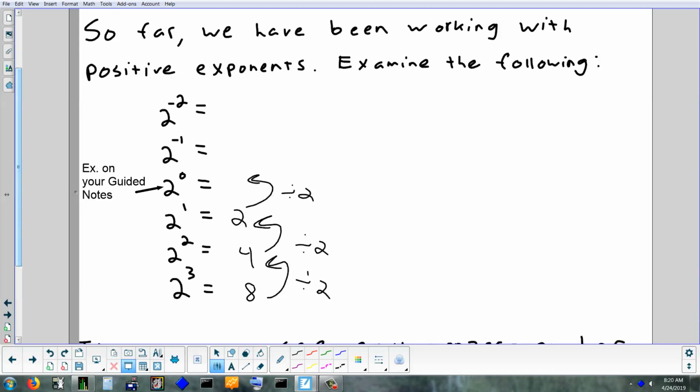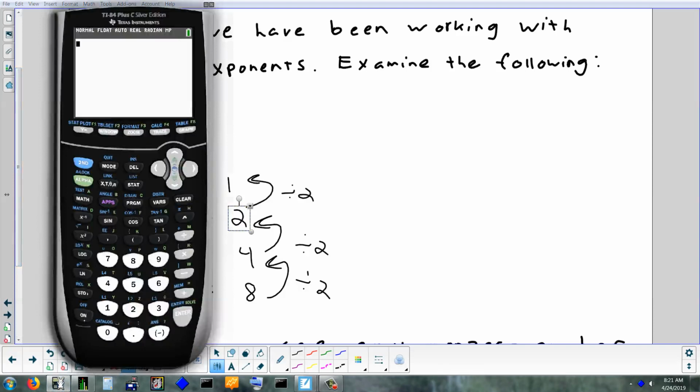So let's figure out what it would be. What's 2 divided by 2? 1. And in fact, I think we talked about it yesterday. Anything to the 0 power is always going to be 1. It doesn't matter, I'll just show you some examples. 5 to the 0 power, 1. 2 to the 0 power, 1. 7 to the 0 power, 1.